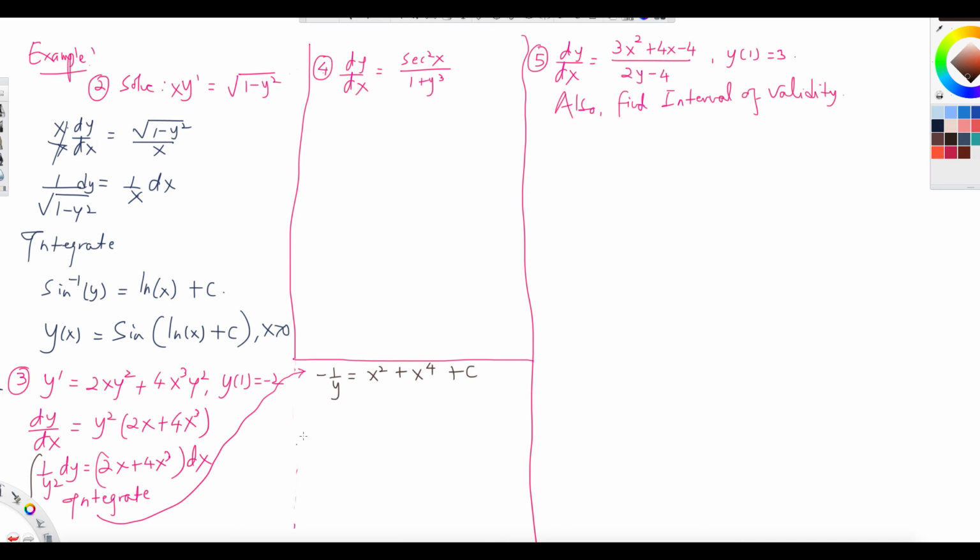Now, how do you solve for y? You need to flip, right? You will get y of x equals negative 1 over x squared plus x to the 4 plus c.